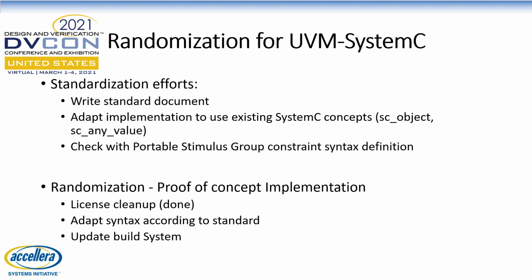And what we are also looking at is, for example, the Portable Stimulus working group, which also defines a kind of randomization API, at least for C++, not for SystemC. And we are making sure that the Portable Stimulus standard and the SystemC randomization standard based on CRAVE will have at least a similar look and feel.